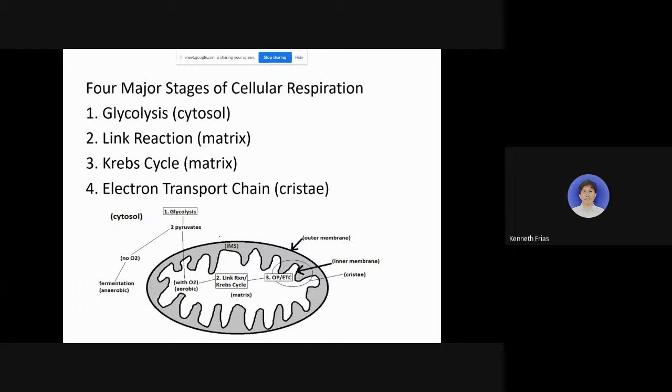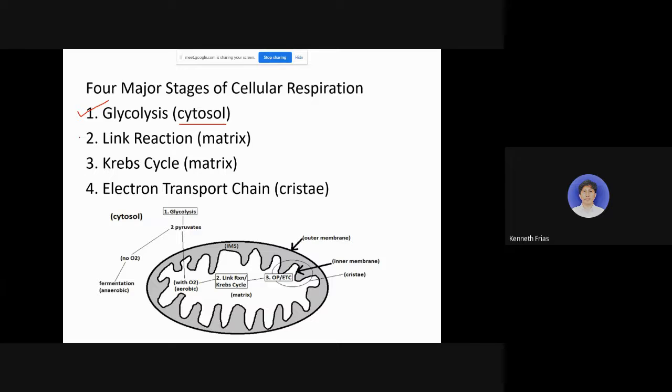Now, in cellular respiration, remember there are four major stages. In some books, there are three major stages, but here we will discuss the four major stages, so I included the link reaction. So what are these four major stages? First is glycolysis, and you have to remember it is the very first stage of cellular respiration, whether it's aerobic or anaerobic. Glycolysis happens in the cytosol, which is in your cytoplasm.